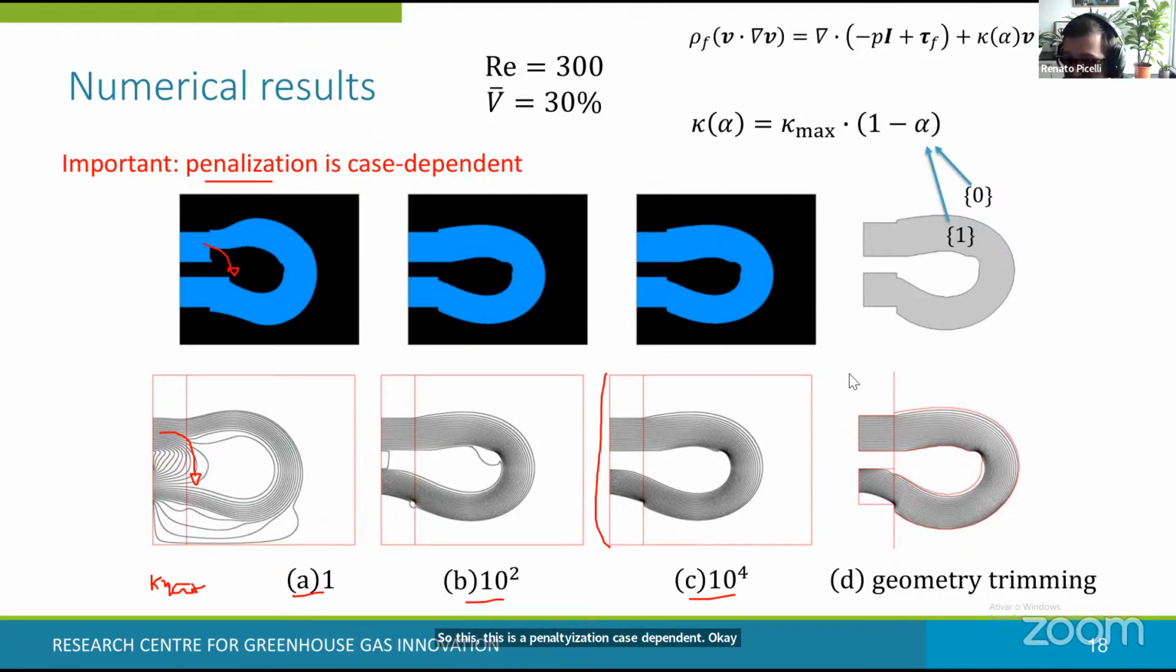And when solving this problem with geometry trimming, we see that the solution tends to look like the solution with the high inverse permeability. However, without penalization dependency, because when the variable is 1, so you have a fluid, this term vanishes and your physics is not altered. But when your variable is 0, you have a solid, you also don't have this term because your solid is trimmed out.